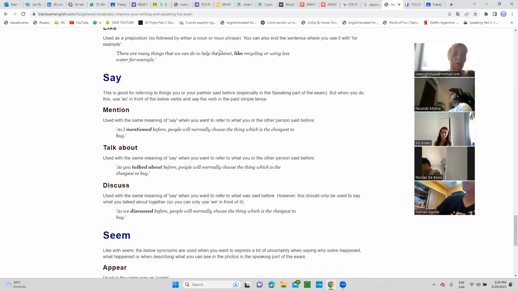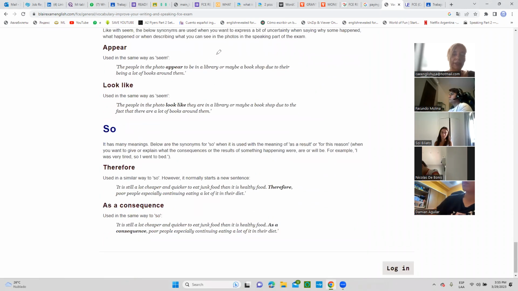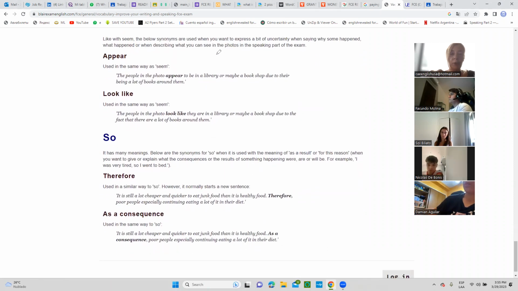Okay. We're going to take a look at the rest next class because it's a lot. It's a lot of information. There is one word that I want to see. Instead of so has many meanings. Below are the synonyms for so when it is used with the meaning of as a result or for this reason. When you want to give or explain what the consequences or the results of something happening were, are, or will be. For example, I was very tired, comma, so I went to bed. But so is a very basic word. So is very basic. It's like and, like but, okay?